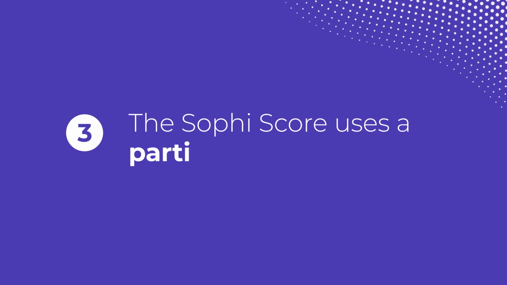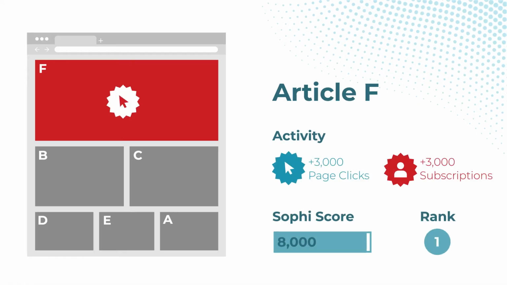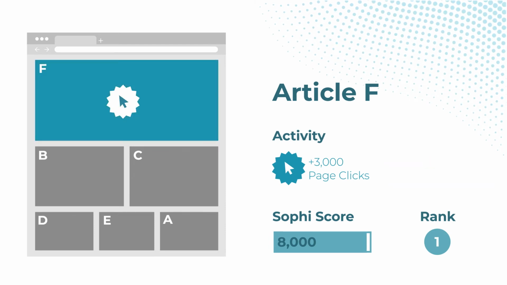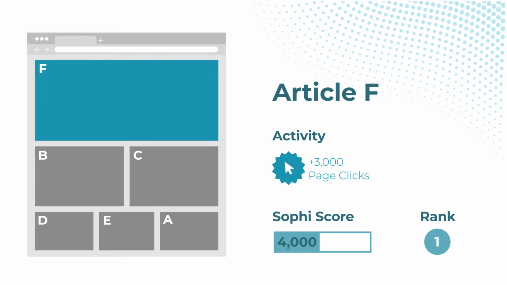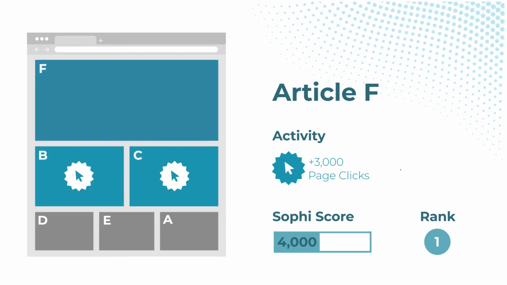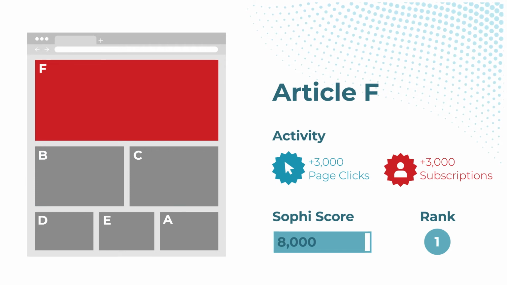The Sophi score uses a partial attribution model, so maybe all 3,000 clicks to the first article don't lead those readers to subscribe immediately after reading. Many left the site, came back the next day, read 2 more articles, and then subscribed. Sophi will still credit the first article with contributing to all of those subscriptions.